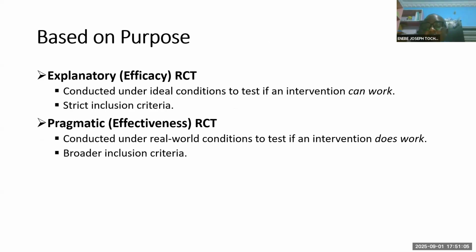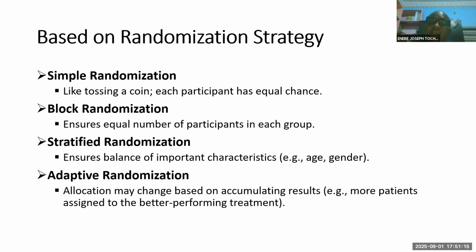So you want to know whether a particular drug can work. So that's explanatory. Pragmatic, you want to check the effectiveness of what has been in circulation. Now, based on randomization strategy, you also have simple randomization, where maybe on the toss of a coin, somebody enters a particular group, so participants entering a group is by chance.